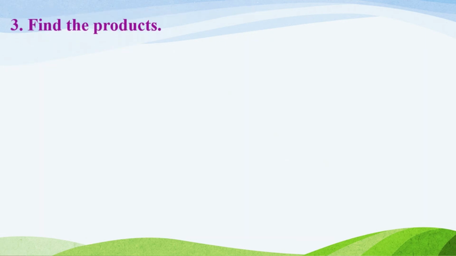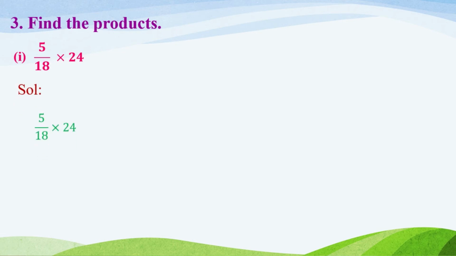Let's see exercise 2.1, third Roman. Find the product. First one, 5 by 18 into 24. Let us find the solution. 5 by 18 is a fraction, into 24 is a whole number. Now we have to multiply the values.